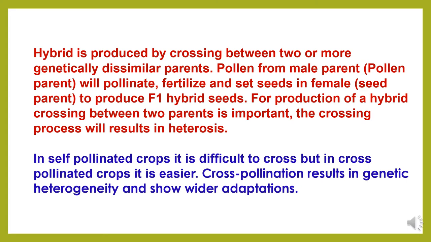For production of a hybrid, crossing between two parents is important. The crossing process will result in heterosis. In self-pollinated crops, it is difficult to cross, but in cross-pollinated crops, it is easier. Cross-pollination results in genetic heterogeneity and so wider adaptations.